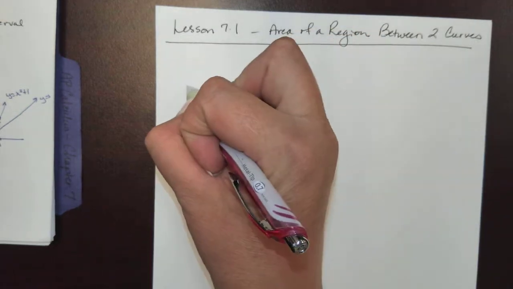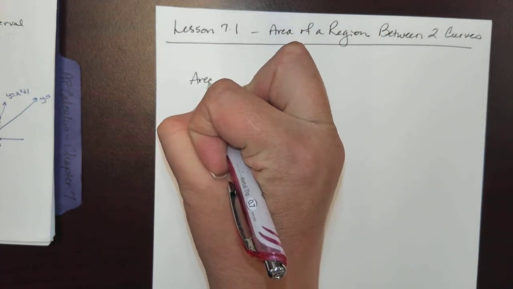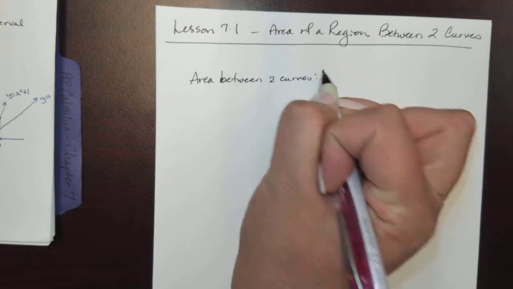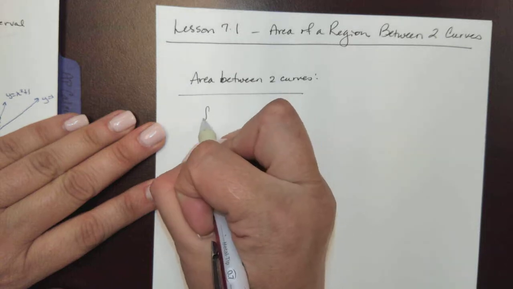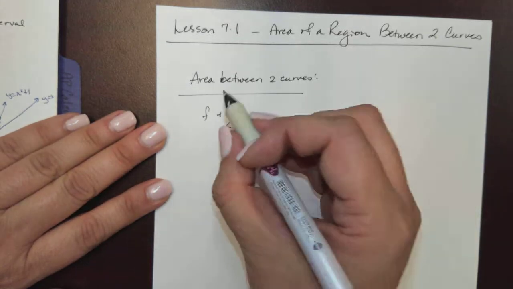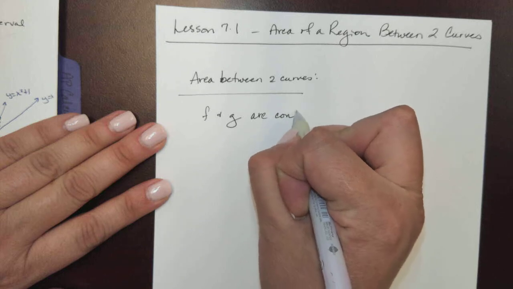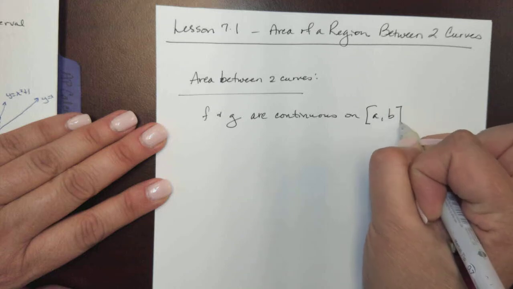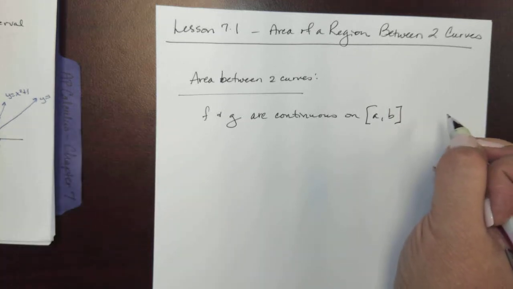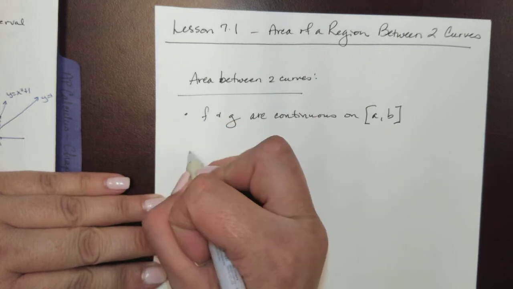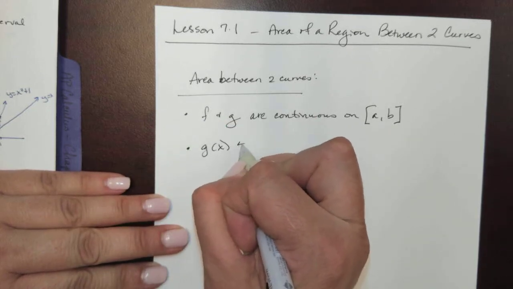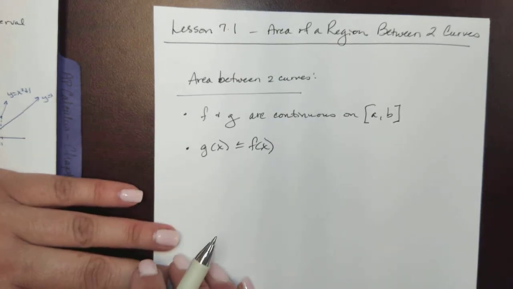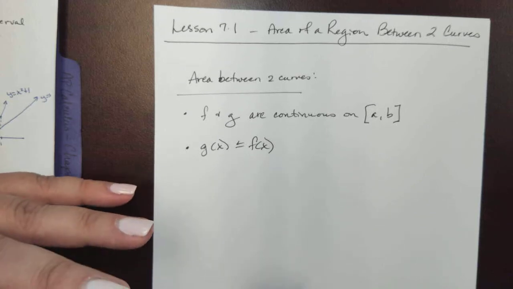Okay. So, for area between two curves, we need the following situations. f and g of x, so two functions, they have to be continuous on an open interval (a, b), and g of x has to be less than or equal to f of x. In this, they're not going to tell you which one is which. One of them has to be less than the other, so that you can find the area between the two.